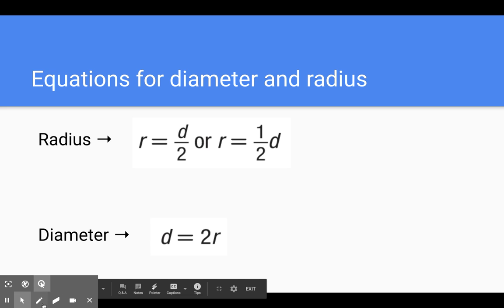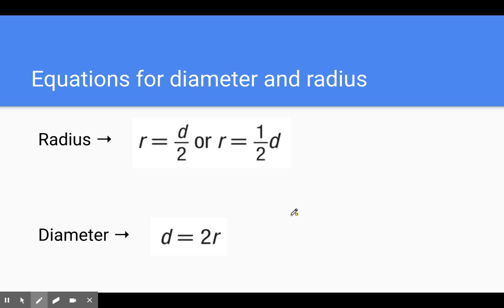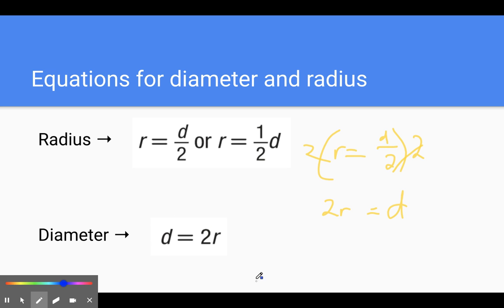Okay, and if you think about it from an algebraic standpoint, these are the same exact equations, just manipulated in different ways to be able to find what you're looking for. So if we take the example r equals d over 2, if we want to know what the diameter is, to get rid of divided by 2, we multiply by 2. And those cancel out, and then you just end up with d equals 2r, which is, again, like I said, the exact same equation.